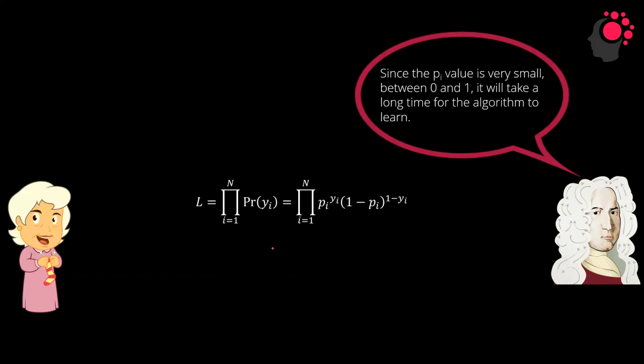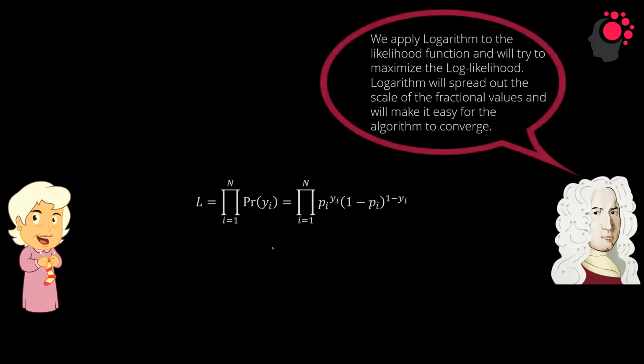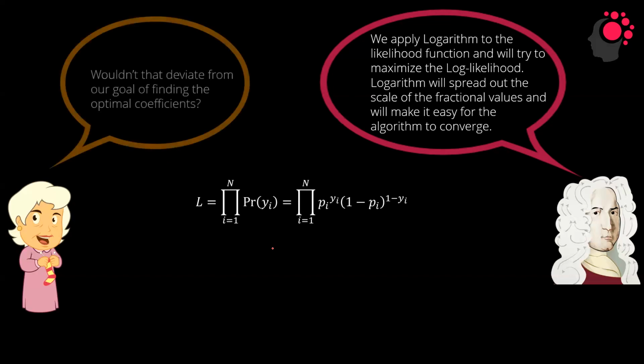Whenever we cannot handle those miniature small values, that's where we take the help of logarithms. We apply logarithms precisely in those scenarios. Once we apply the logarithm, it will spread out the scale of the fractional values, and it will make it easy for the algorithm to converge, because now it is going to deal with actual numbers, rational numbers.